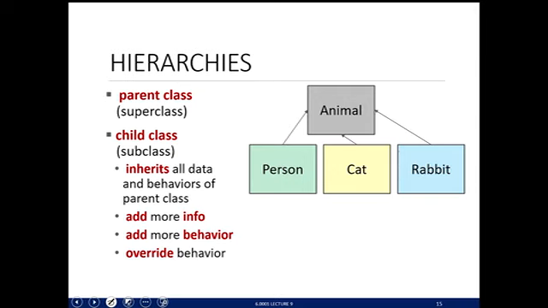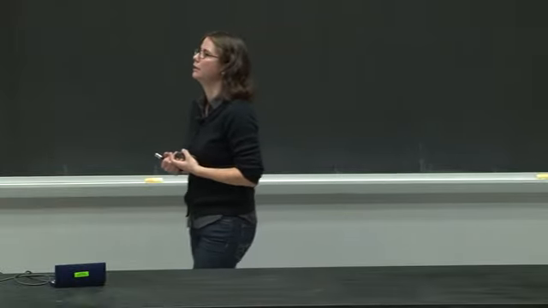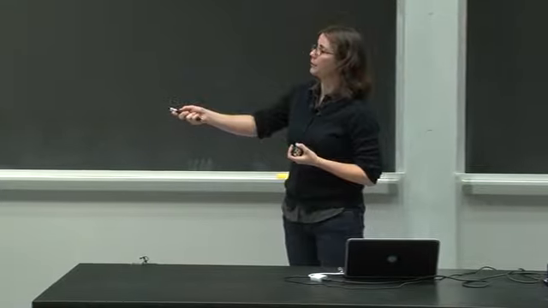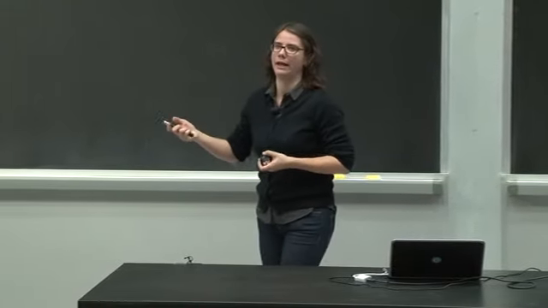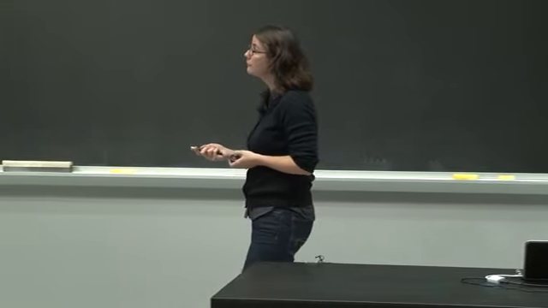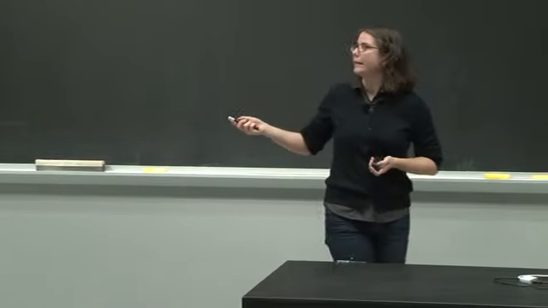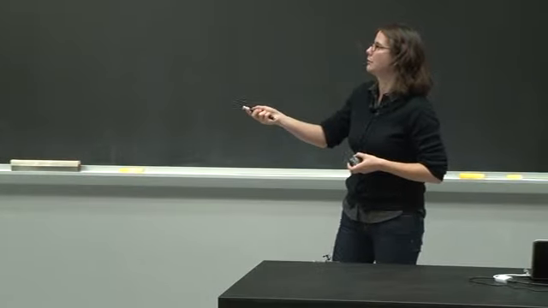But between person, cat, and rabbit, they're going to be varying wildly as to the kinds of things that they can do, right? But they can all do whatever animal can do. So child classes inherit all of the data attributes and all of the methods or behaviors that their parents' classes have. Okay? But child classes can add more information. Like, for example, a person can have a list of friends, whereas a general animal will not. It can add more behavior, like maybe a cat can climb trees, whereas people and rabbits cannot.